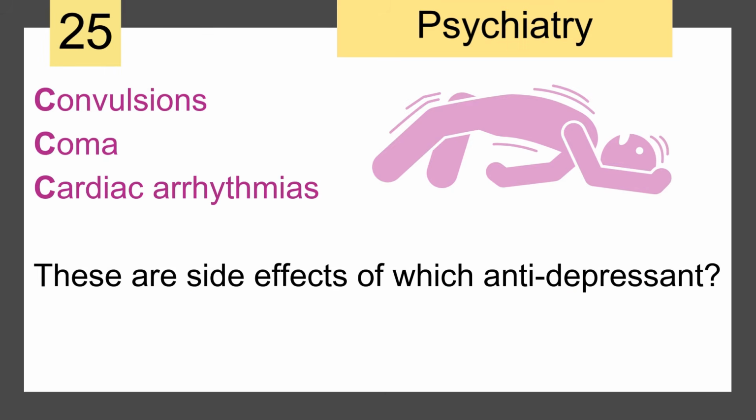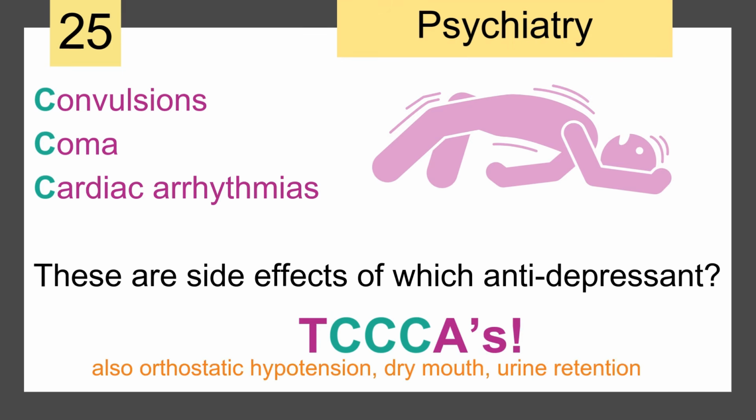Question 25, where do we see convulsions, coma, and cardiac arrhythmias? Side effects of which antidepressant? TCAs, or TCCCAs to help you remember that. Neurologic, cardiac, as well as anticholinergic symptoms. That's why we see orthostatic hypotension, dry mouth, and urine retention.